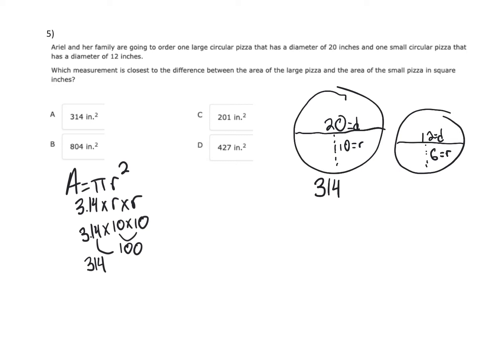Now we need to do it for the small. So we're going to rewrite our formula. A equals pi r squared, which is 3.14 times r times r. Let's plug in 6 for our radius, and 3.14 stays the same. So we do 6 times 6 to get 36. Now we need to do 3.14 times 36.